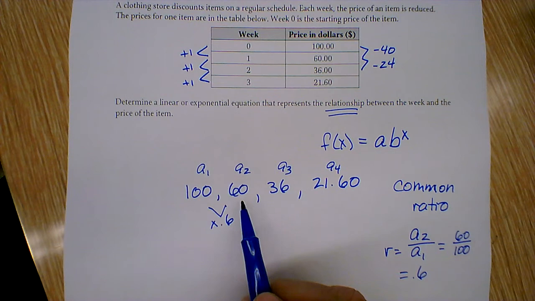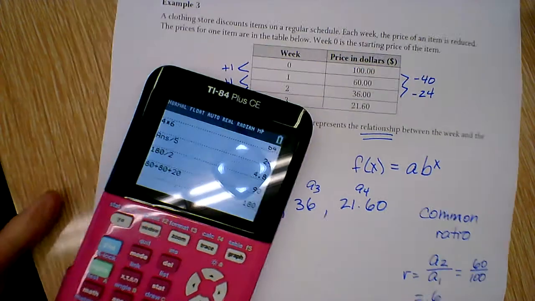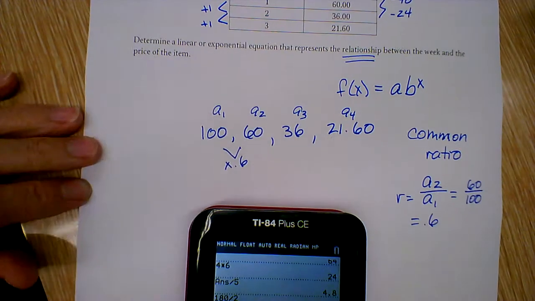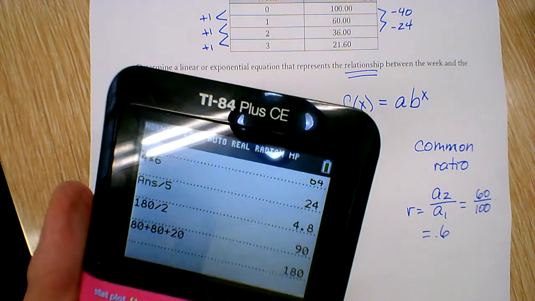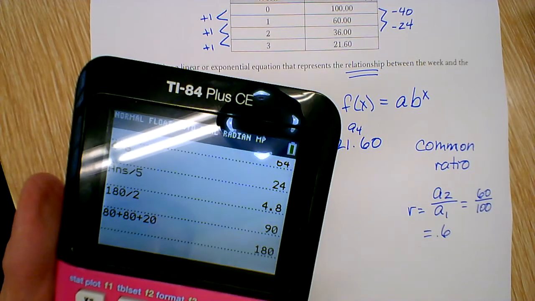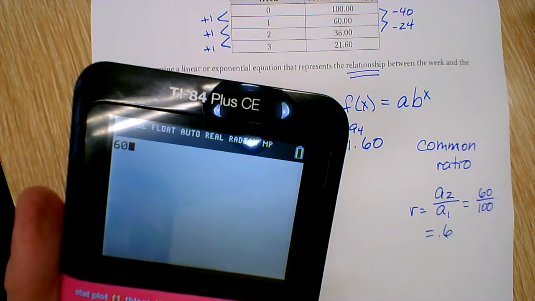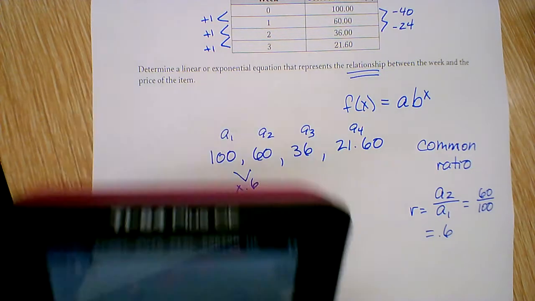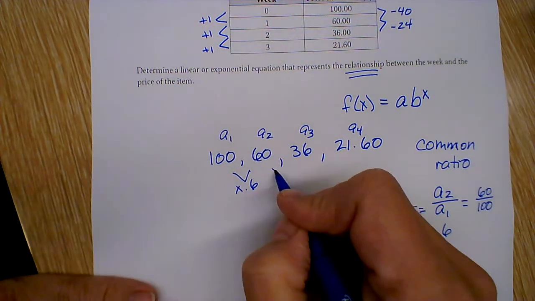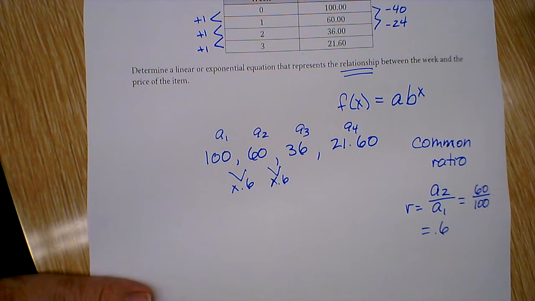Take out your calculator. We'll take 60 times 0.6. Let me grab my calculator. Here we go. Wow, that is going to shine bright. Well, this isn't going to work because of the lights above. We'll take 60 times 0.6, and we get 36. So yes, my B value is 0.6 because we're multiplying by 0.6 each time.